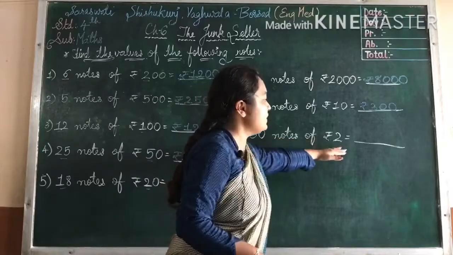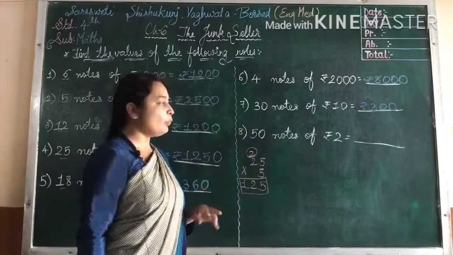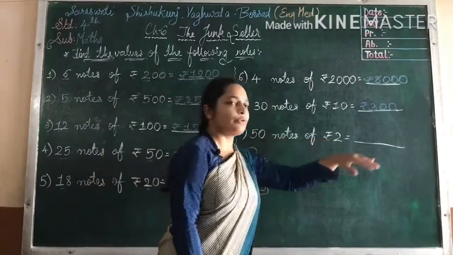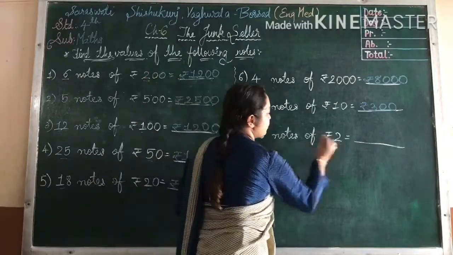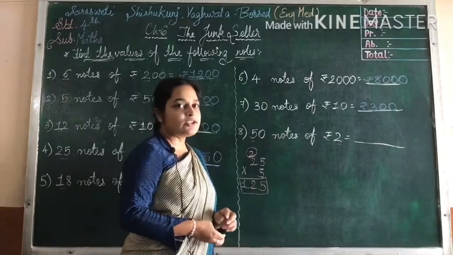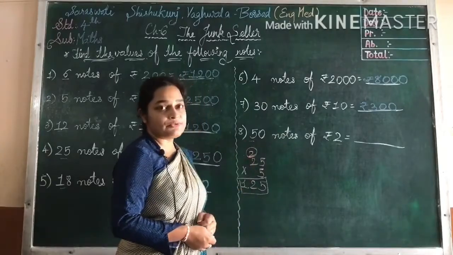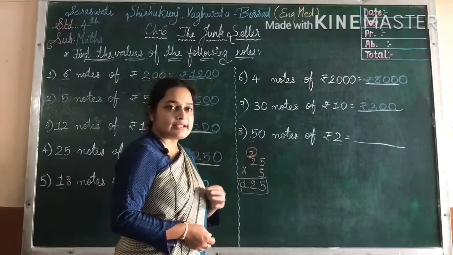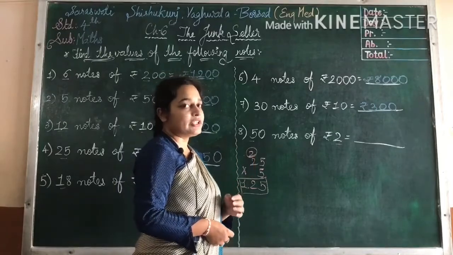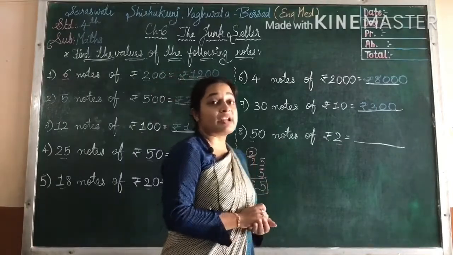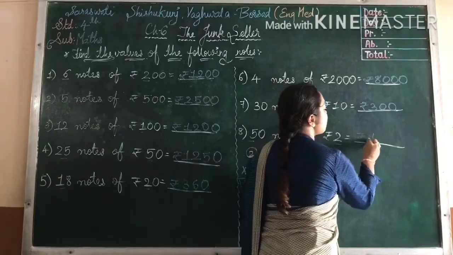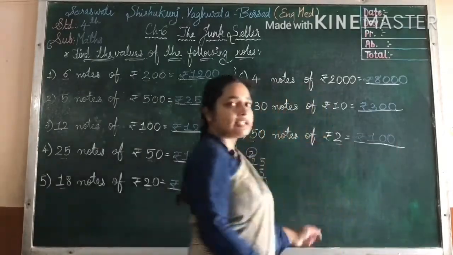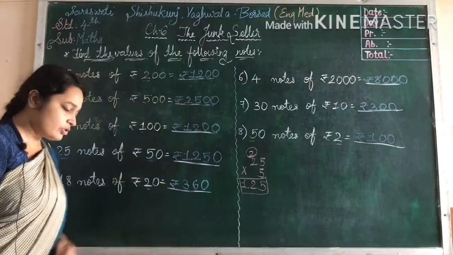50 notes of rupees 2. What is the question? 50 notes of rupees 2. Here you can multiply 5 and 2. So 5 twos are 10. And 0 is given of 50, right? So add that 0 at last with 10. So total will be your answer rupees 100. So here answer is rupees 100. Just take a look, then we will see the next topic.